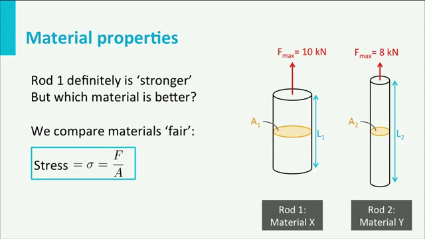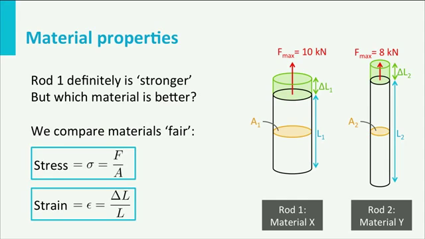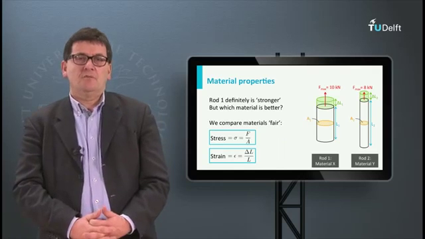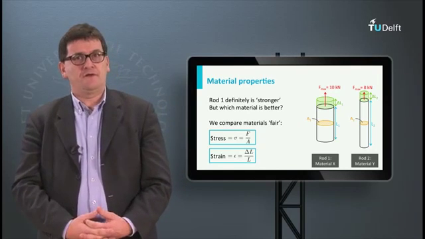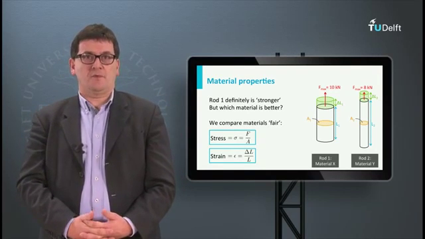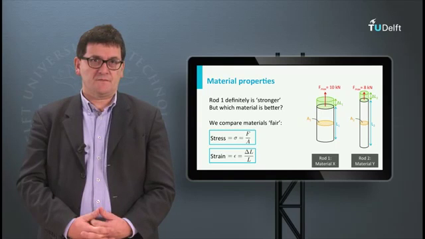Another important property is the strain, which tells something about the elongation of the material due to loading. In this case, we have to normalize for the length. So we divide the change in length by the original length. The symbol for this strain is the Greek letter epsilon. Both stress and strain are very often used in discussions about mechanical properties of materials.